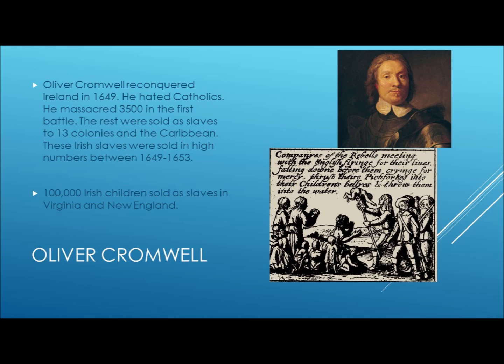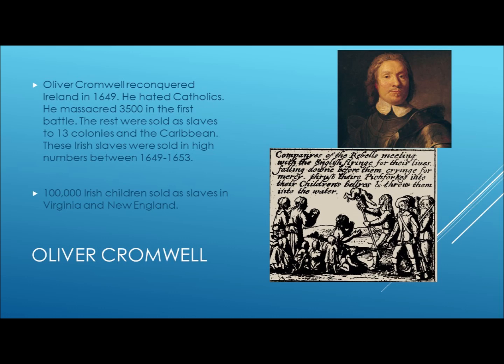100,000 Irish children were sold as slaves in Virginia and New England. Look at this picture. Here's a picture where you can see, in a sense, some of the followers of Oliver Cromwell had got the Black babies from the Irish and were taking them and spearing them. They were throwing them out into the ground, just killing them. They were hateful, very hateful people. These Protestants were hateful, you see. And then with pitchforks, they threw the children into the water. Just think about that. Think about that.